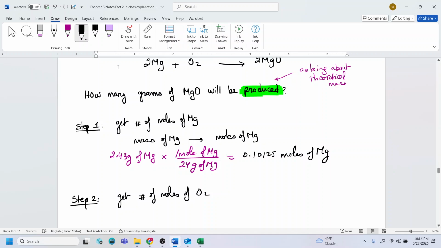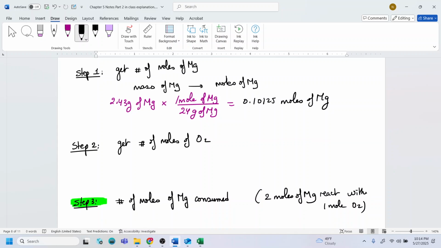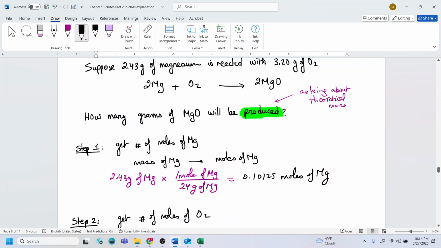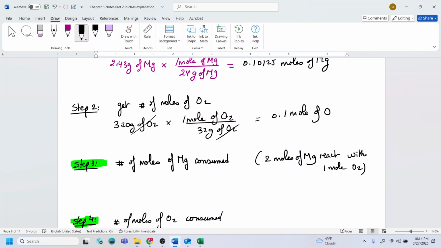Okay, so you got the moles of magnesium for the first reactant. Now we're going to get the moles of the oxygen. This is the second reactant. We are given 3.20 grams of oxygen. We're going to multiply this by 1 mole of oxygen and divide it by 32 grams of oxygen. And you're going to get the moles of the oxygen, which is 0.1 moles of oxygen.